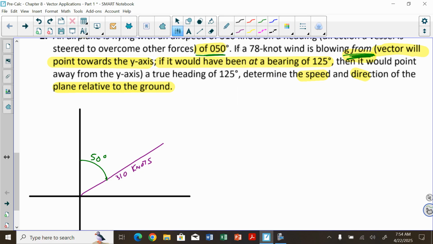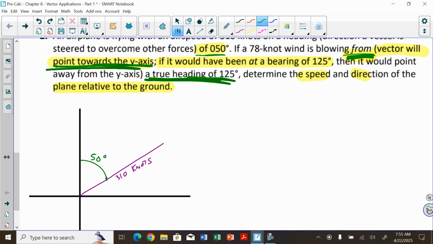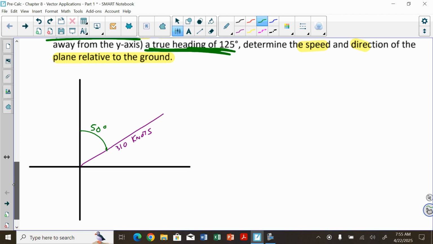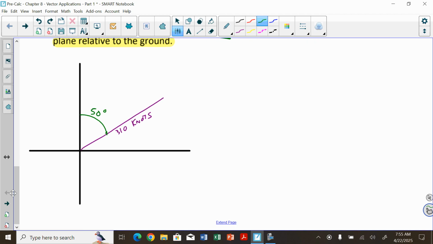So again, I'm just going to point that out. From. So a true heading of 125. That means we've got to point it to the y-axis. So just understand that from or at. In this case, it's from. So it means the wind is blowing towards the y-axis at 78, and this is at 125 degrees. Again, a true heading means just coming from the north. When we don't have a direction, it means it comes from the north.